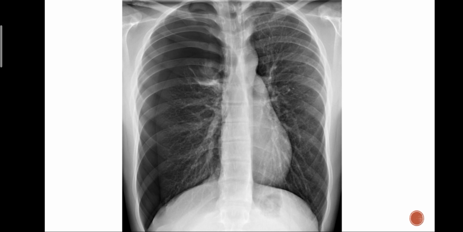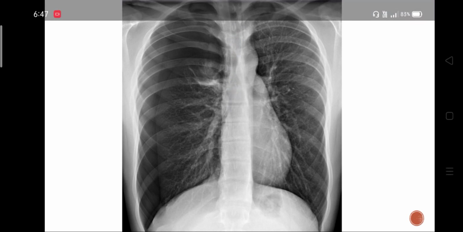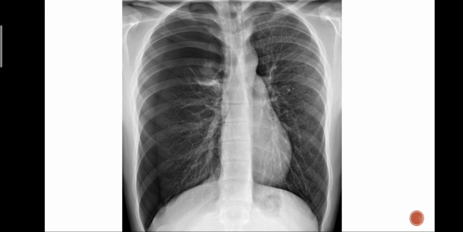Now the next thing you have to see is the trachea. If you see in this, the trachea is deviated towards the left side. So this signifies that it is a tension pneumothorax. So do needle decompression and chest tube.